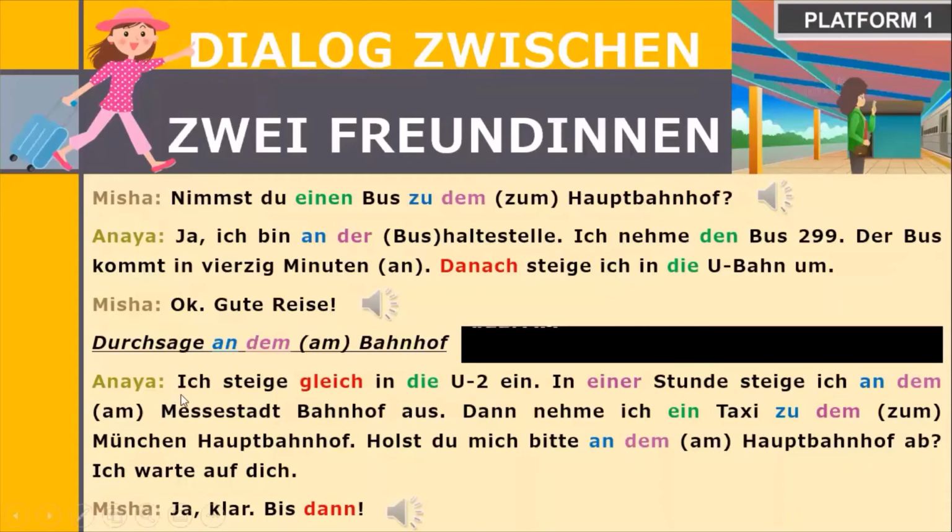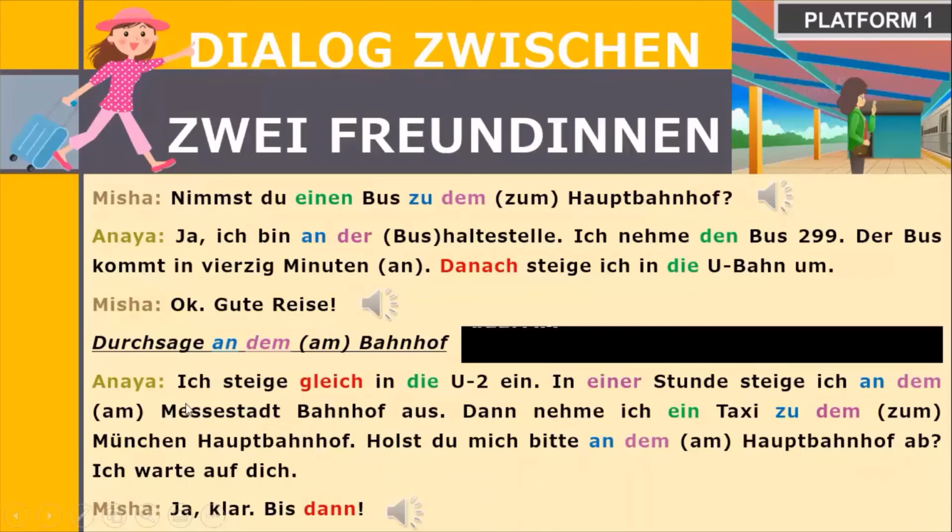So Anaya then says, Ich steige gleich in die U2 ein. In einer Stunde steige ich an dem Messestadt Bahnhof aus. Dann nehme ich ein Taxi zu dem München Hauptbahnhof. Holst du mich bitte an dem Hauptbahnhof ab? Ich warte auf dich.